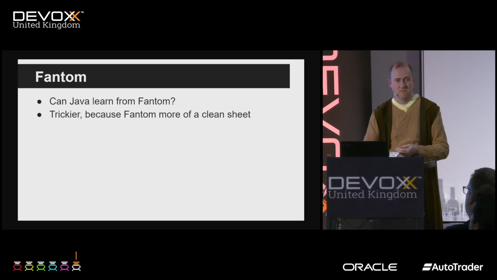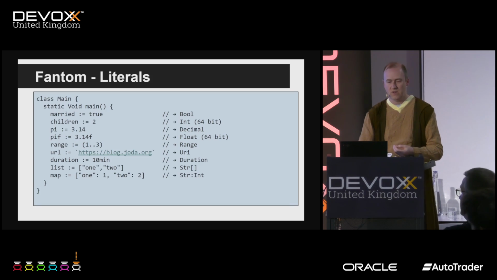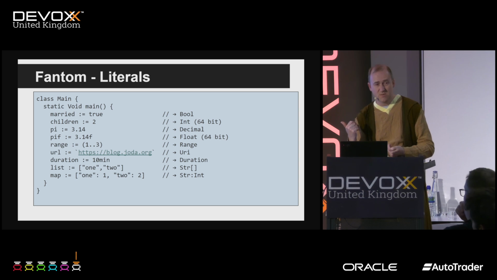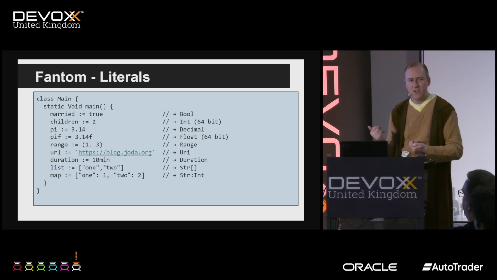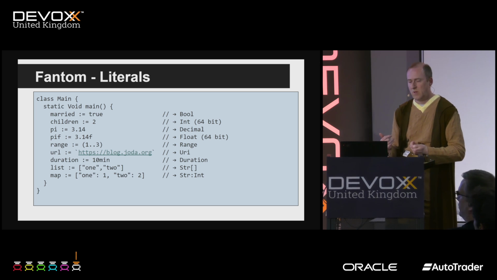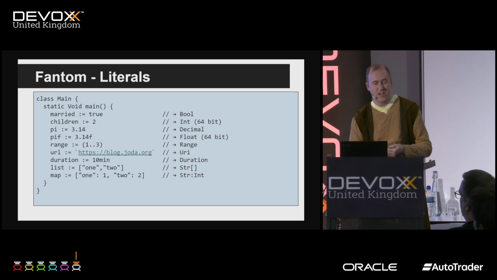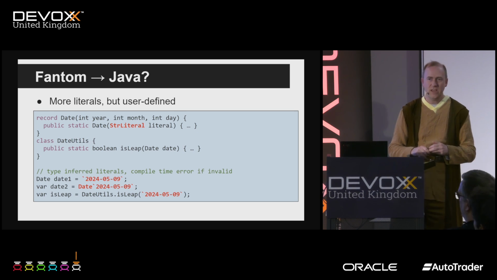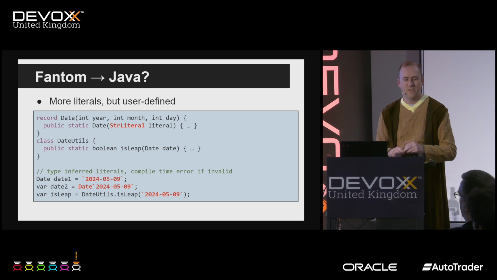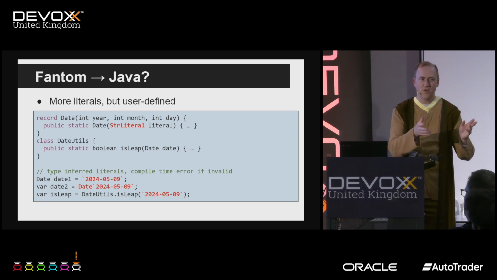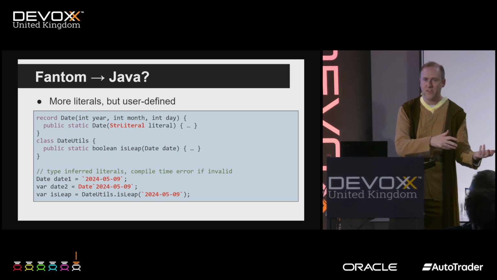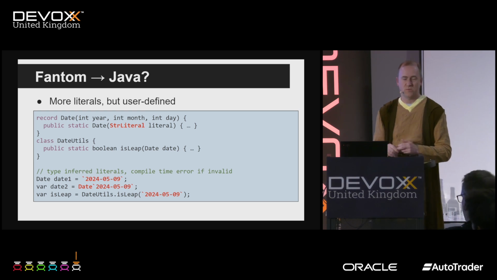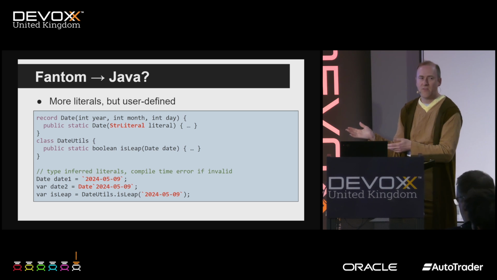Can it learn from Fantom? Well, not really, because it was such a clean sheet. Its ideas are so different that it doesn't really fit with Java. But this would be great. So this is Fantom code. There are lots of different literals, like lots of them. A URI literal, a range literal, a duration literal, maps and lists. I do think when you get value types, you want to be able to have user-defined literals. If you can have user-defined value types, you need to be able to create those easily. So user-defined literals make sense. So this is my sketching out of how that might look.